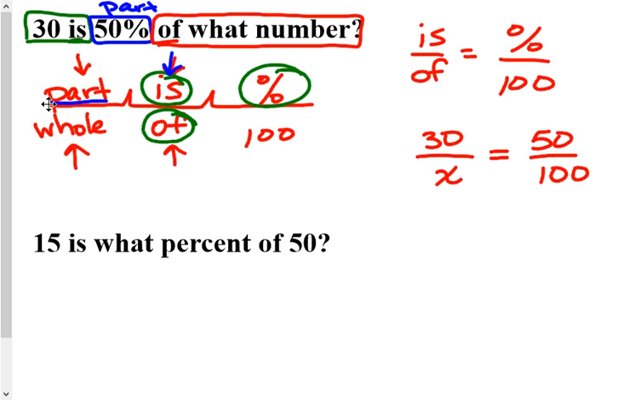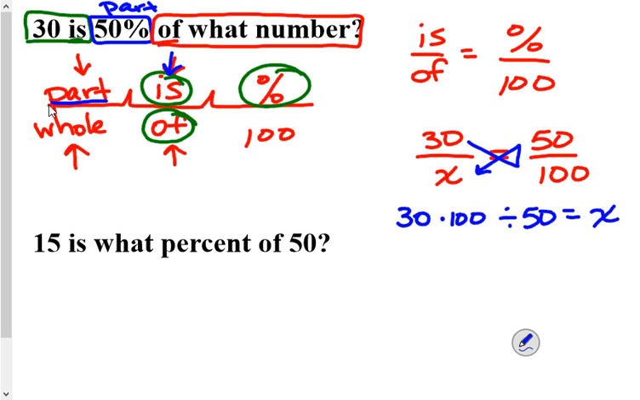One way that always works, so I would recommend using it, is we can always cross multiply and divide. We can multiply the two numbers diagonal, 30 times 100, and divide by the number that's left. And that gives us our missing number. So if I were to actually solve that, 30 times 100 is 3,000. 3,000 divided by 50 is 60. So 30 is 50% of 60.